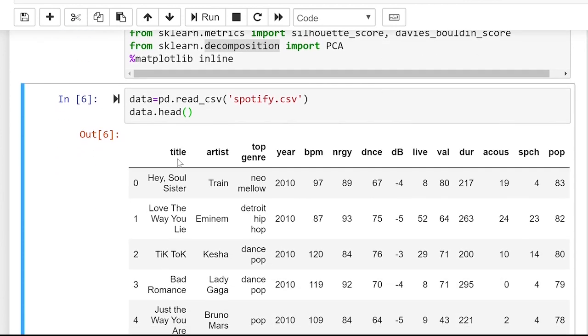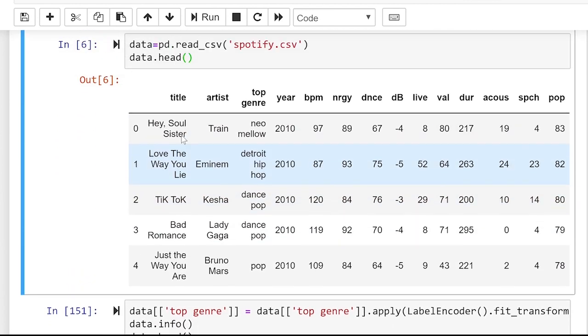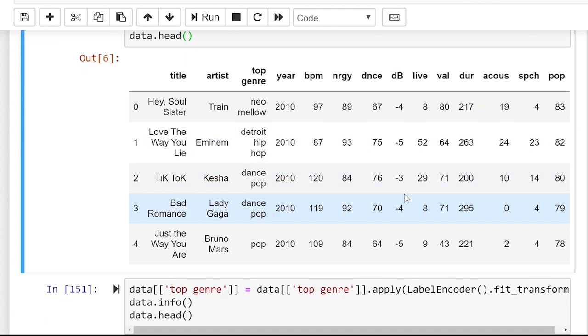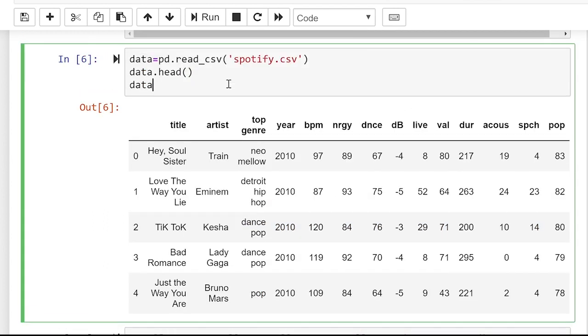So this is how my Spotify file looks like. We have the song title, artist, top genre, the year they're published, and all these levels such as BPM, energy level, dance level, acoustic level, pop level, duration, and a bunch of other levels. I don't even know what they are. Just want to see how my data looks like.